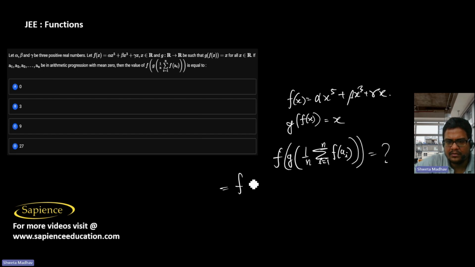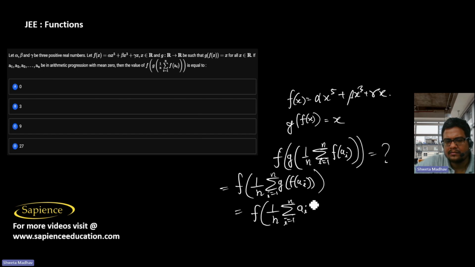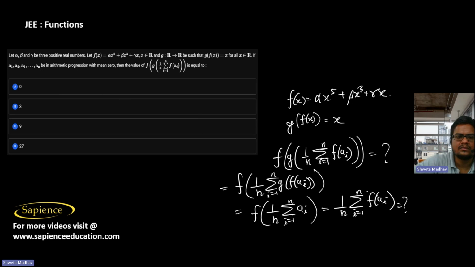So this I can write, this will be f of 1 by n summation g of f of ai, i goes from 1 to n. Now g of f of x is x, so this will be ai only. So this will be f of 1 by n summation ai, where i goes from 1 to n. So it means this will be actually 1 by n times summation f of ai, i goes from 1 to n. So this value we have to find out.